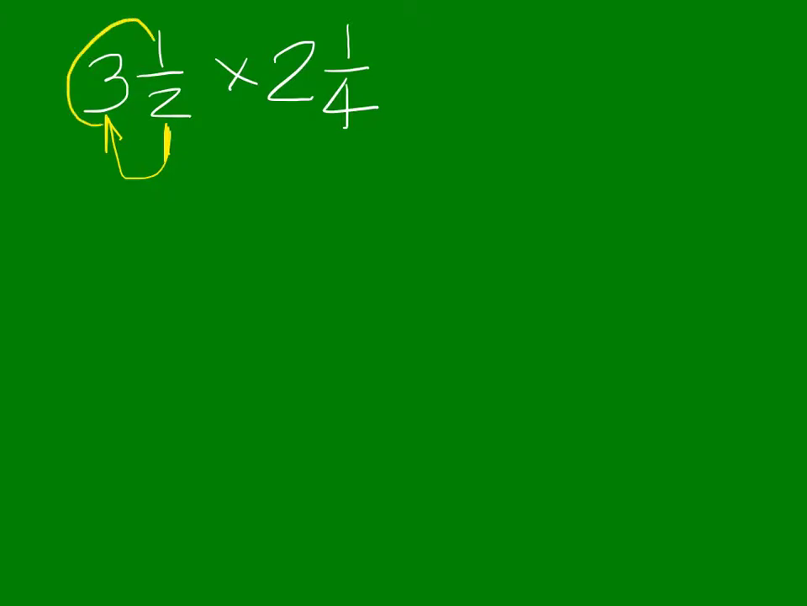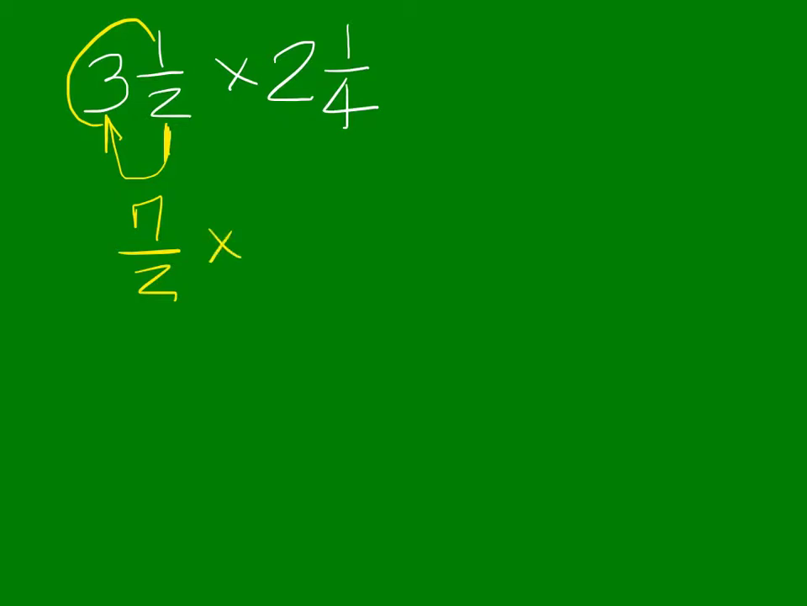In this example, you have to multiply 3 1/2 by 2 1/4. To do this, you have to change those mixed numbers to improper fractions. So to change a mixed number to an improper fraction, you start with the number on the bottom and multiply it by this one. 3 times 2, and then add the one on top. So 3 times 2 is 6, plus 1 is 7. And you put it over the 2.